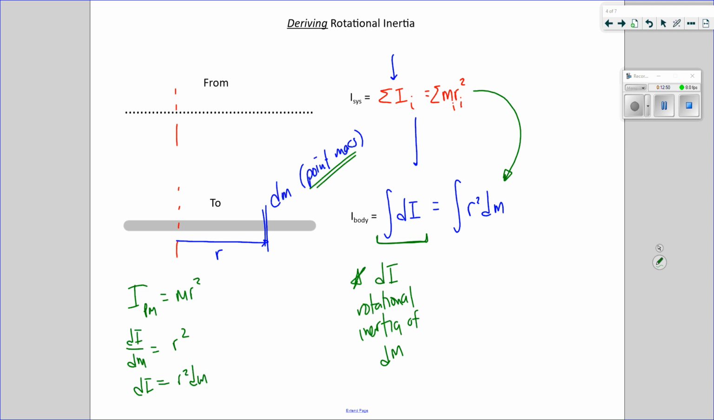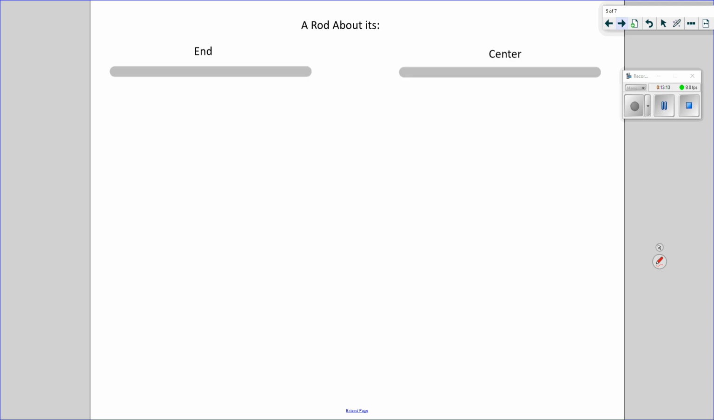There are cases in which you will not make an extended body out of point masses. When you don't, you have to go through the step of asking what am I making my form out of, and what is the rotational inertia of that elemental part. Okay, so let's do a couple of derivations. Let's say a rod about its end. Now we know what the answer is, quote, we know, because we've seen it before. But if we say, here's a dm.